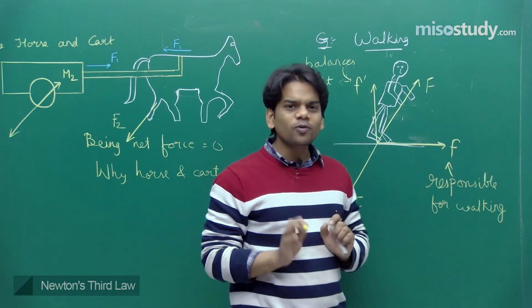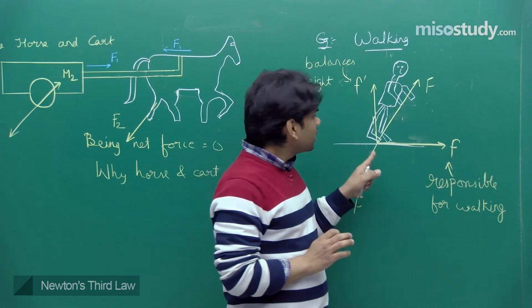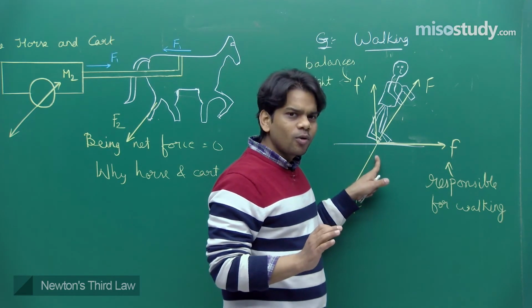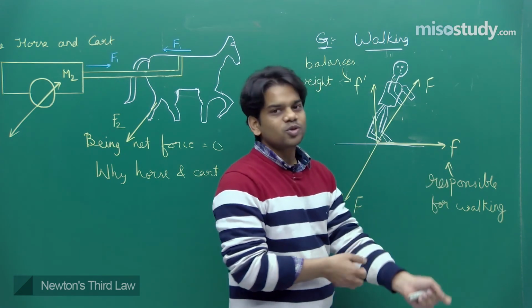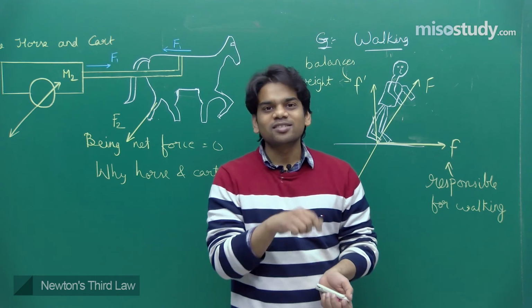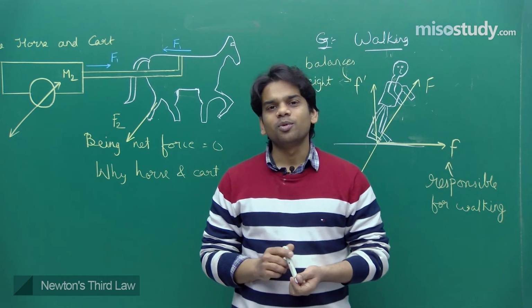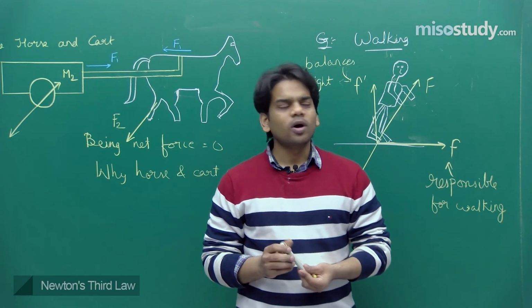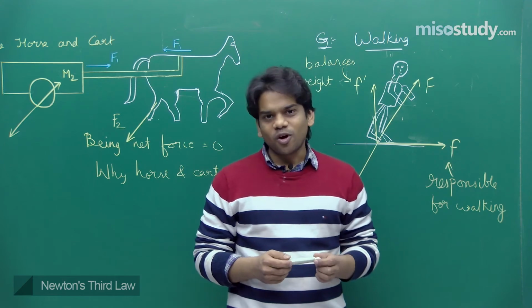F is responsible for walking. Again by using the concept of Newton's third law, we see that if Newton's third law were not applicable, it would be difficult for us to walk. We are only walking because of Newton's third law: to every action there is an equal and opposite reaction. We saw examples: rowing a boat, hitting a ball with a cricket bat, kicking a football, and even walking. There are many more examples you can think of.